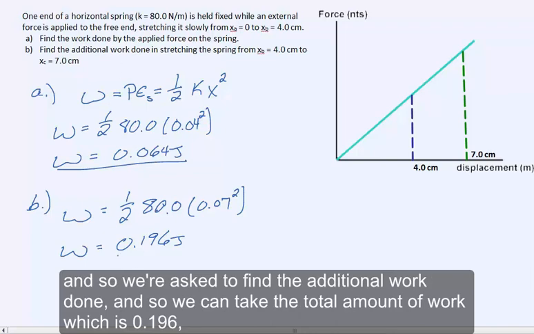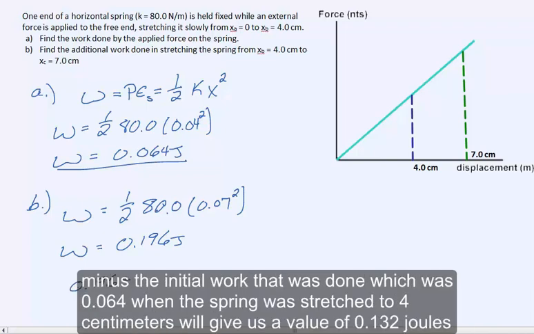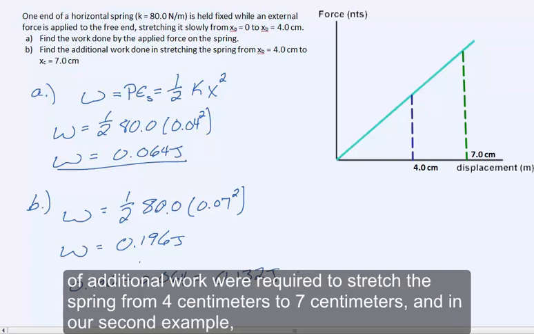And so we're asked to find the additional work done. So we can take the total amount of work, which is 0.196, minus the initial work that was done, which was 0.064 when the spring was stretched 4 centimeters, which will give us a value of 0.132 joules of additional work required to stretch the spring from 4 centimeters to 7 centimeters.